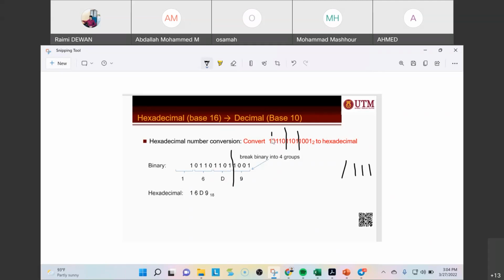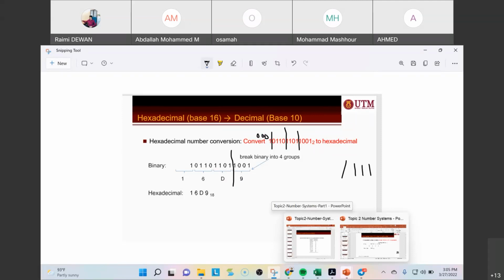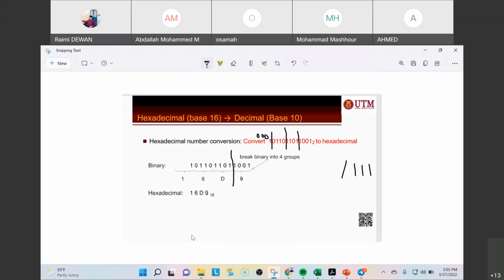Okay, and then we divide again. Those that don't have a complete set, you just add another 3 zeros. It's easy, right? You can add or you cannot add, it's okay, but it's for your understanding. Sometimes you may say, hey, it's not complete, why can't I solve? It's still solvable.